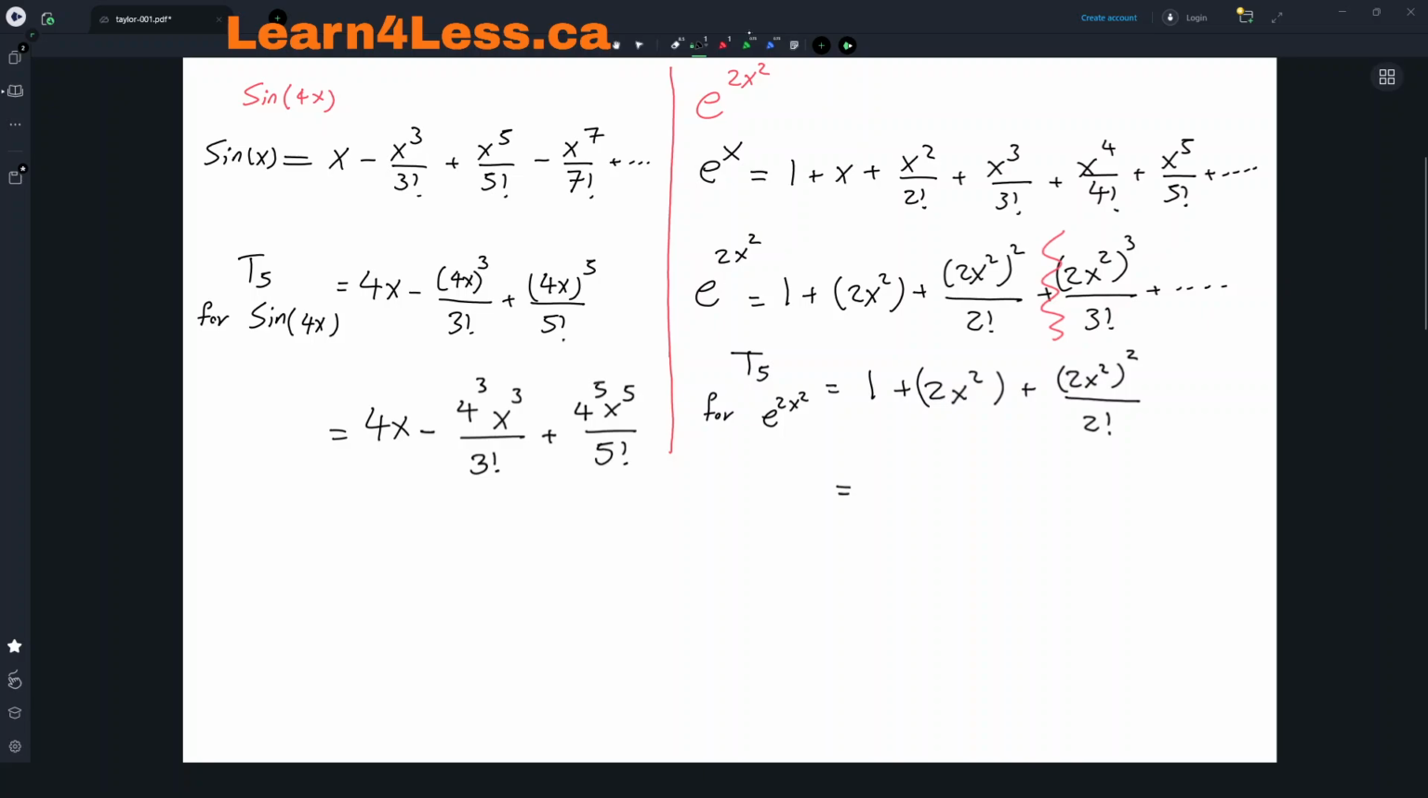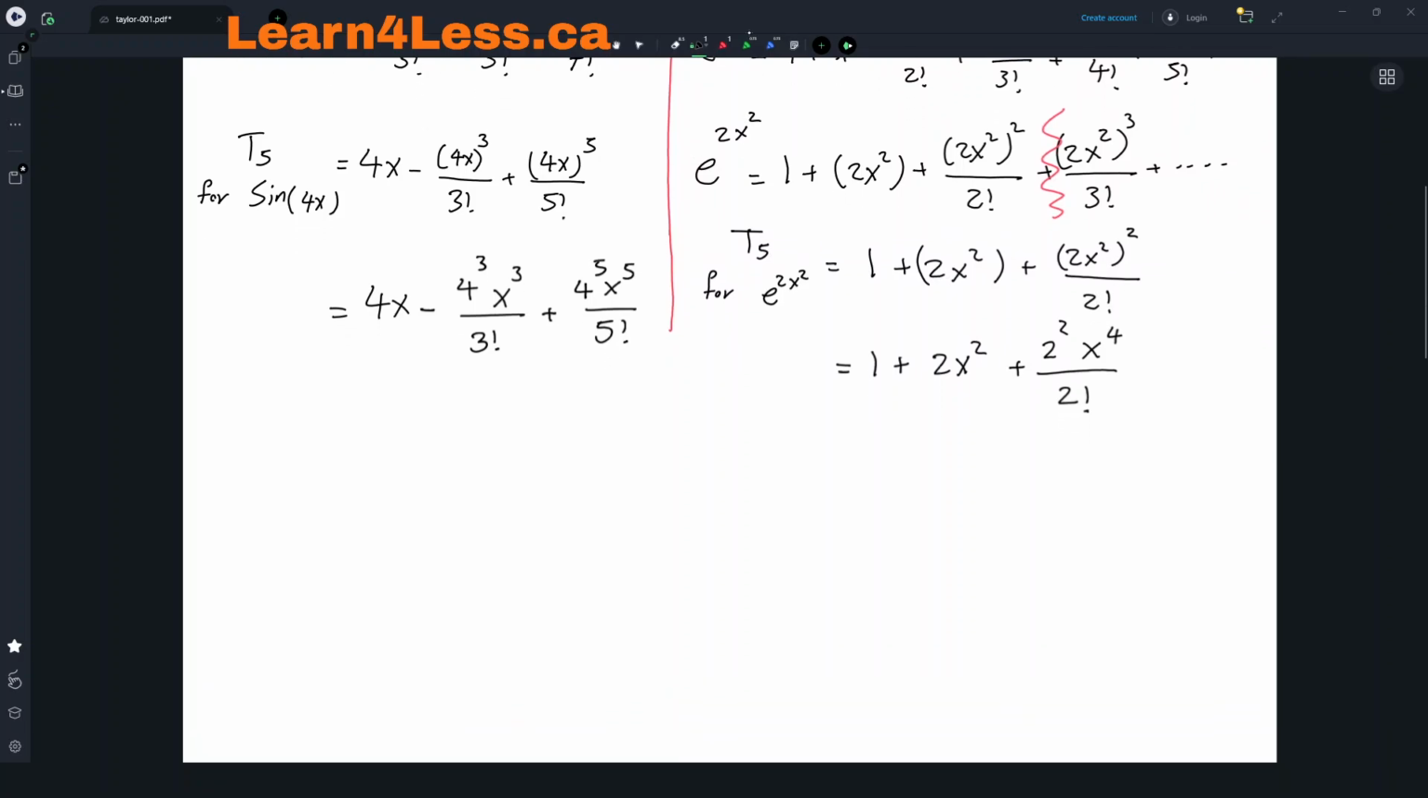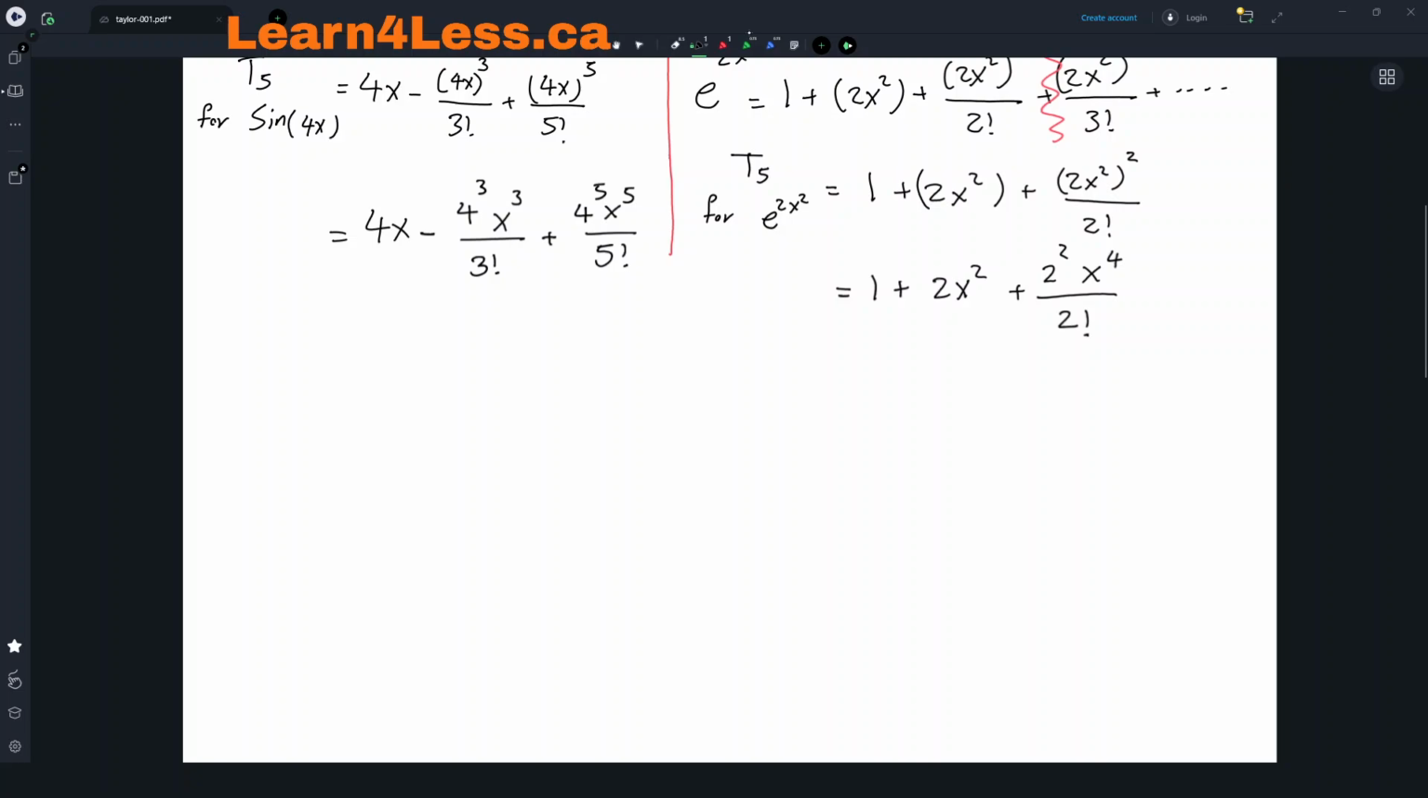And this one would be 1 plus 2x squared. It doesn't have any power. Plus, again here, the power of 2 would be also 2. The power of x squared would be 2, which adds up, 2 times 2 is 4, x to the 4 over 2 factorial. So this would be the Taylor polynomial for each of them at 0. For the whole function, you can just write the T5, but before that, let me just multiply them.